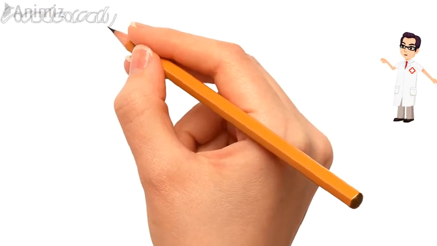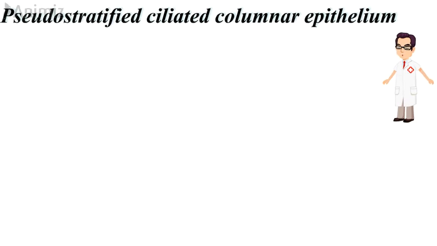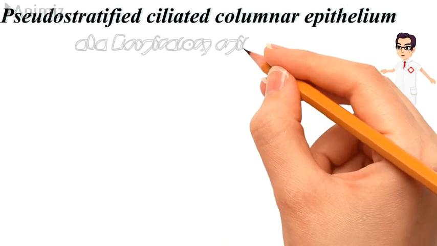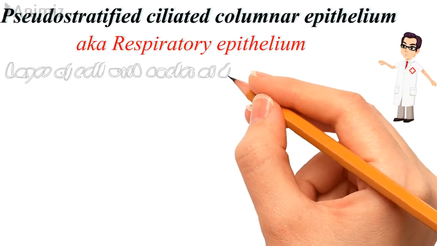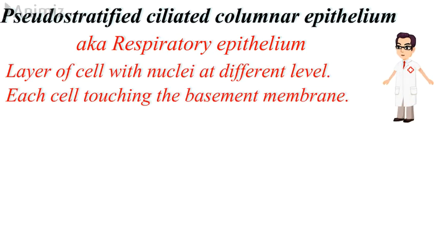Now pseudostratified ciliated columnar epithelium. It is also known as respiratory epithelium. It is a single layer, but it looks like multiple layers because the nuclei are present at different levels. In pseudostratified, each cell touches the basement membrane.